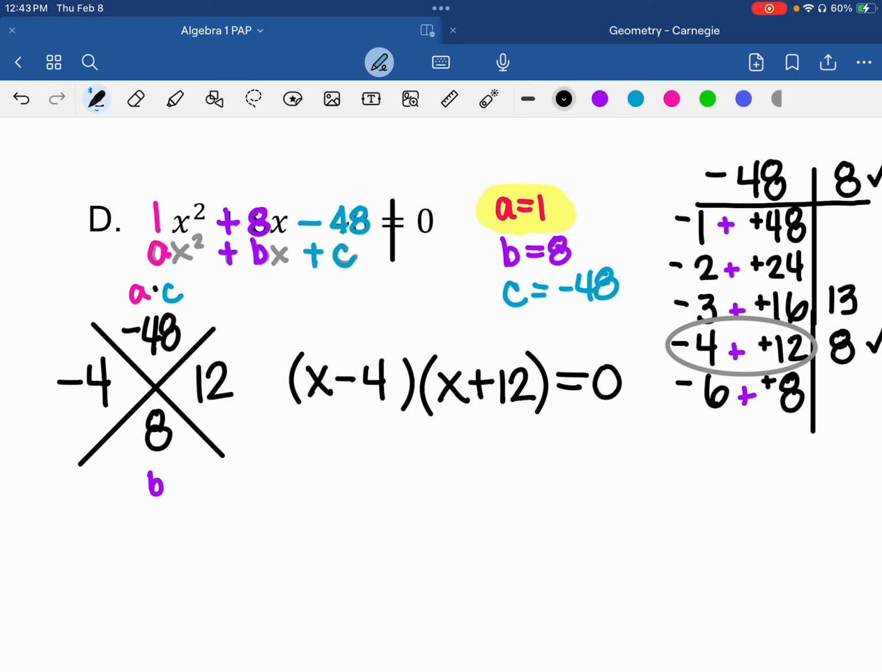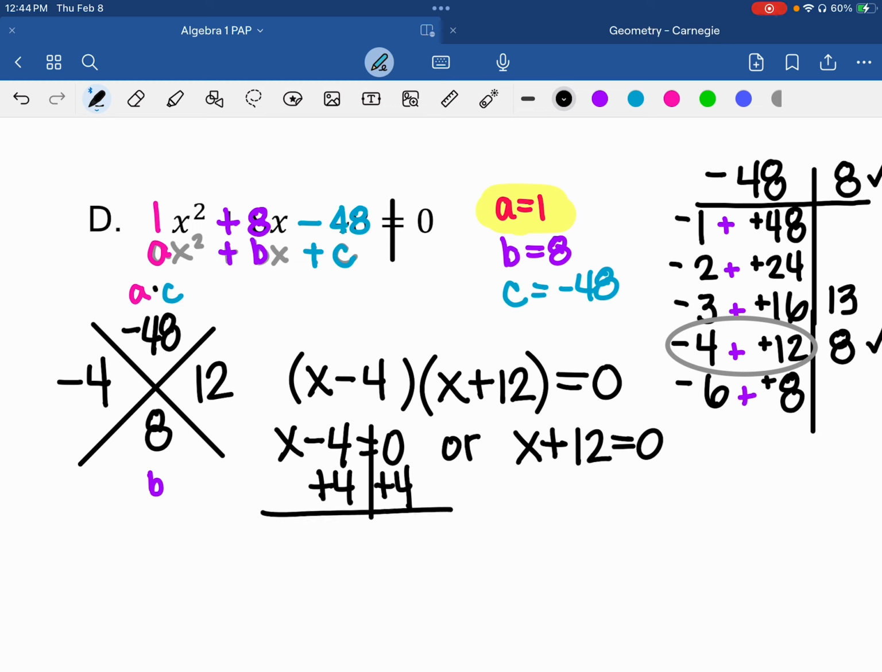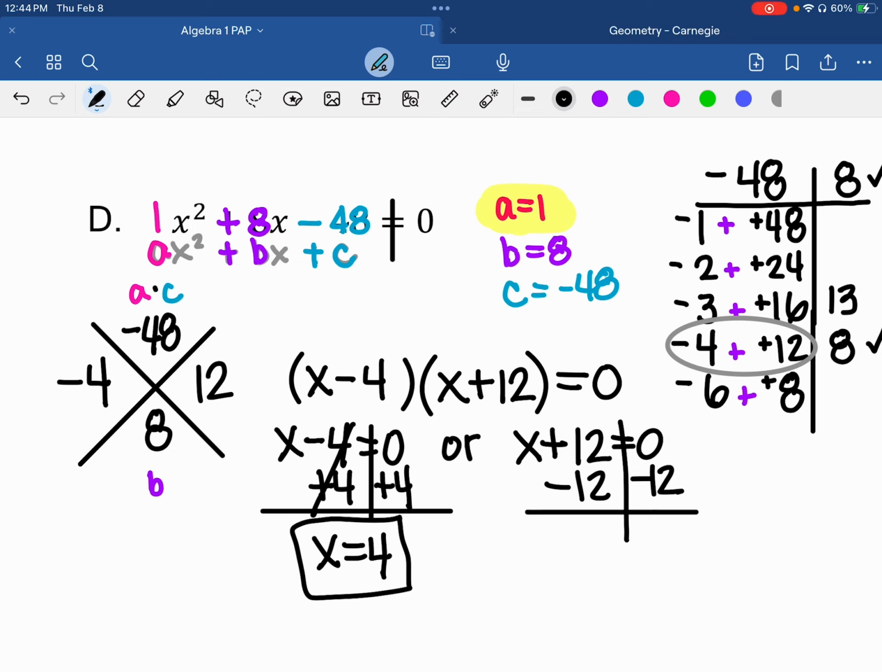To solve, I need to do that extra step of setting it equal to 0. I need to take each factor and set each one of them equal to 0 and solve, because it's either this or it's this. In actuality, it's this and this, but you get the idea. So I'm going to put my line down the middle and do the opposite. So I get positive 4. And over here, I'm going to do the opposite, minus 12, and I get X equals negative 12. There we go.